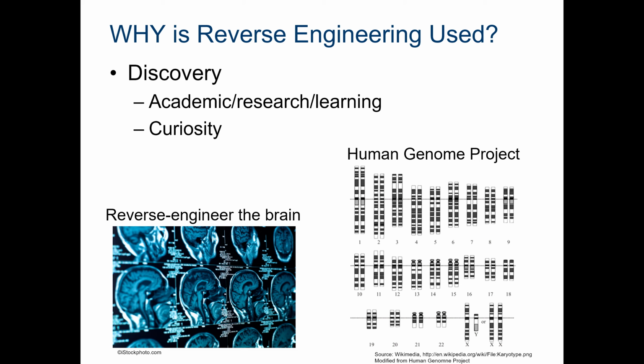Sometimes we use it for discovery. Sometimes we're just really curious. This is actually really important right now with this whole situation we're going through. Academic research and learning and curiosity. Scientists use reverse engineering a lot in the medical field. They'll take something and reverse engineer that, whether it's a body part for a prosthetic, or they'll take the human brain apart to figure out how it works. They do autopsies, right? That's a form of reverse engineering in some sense.